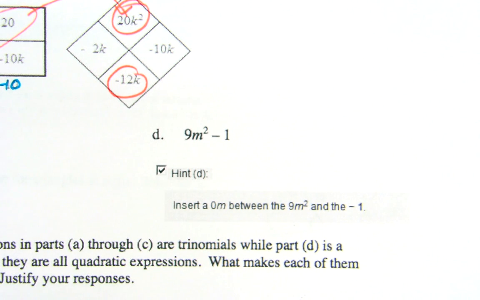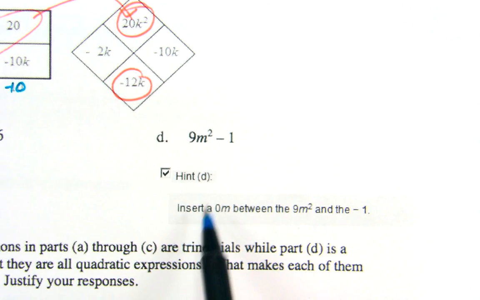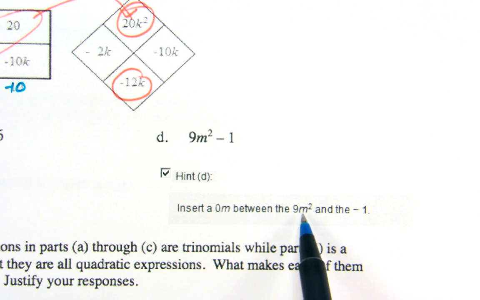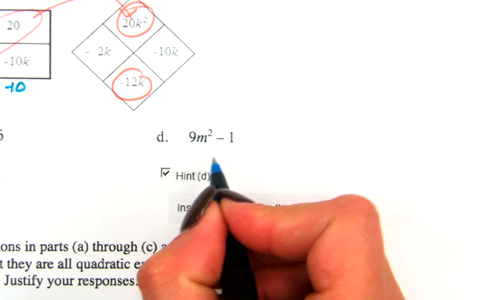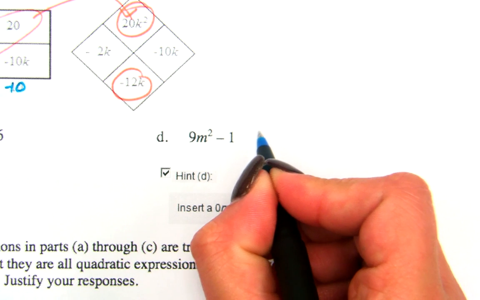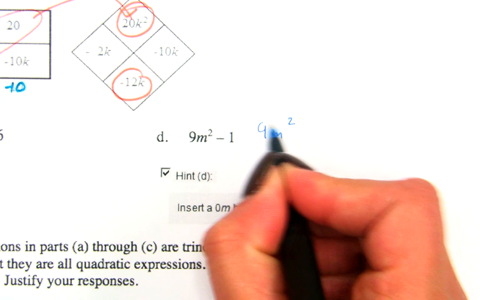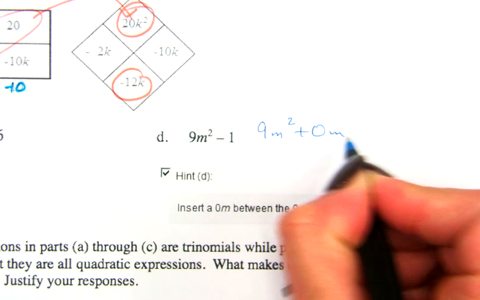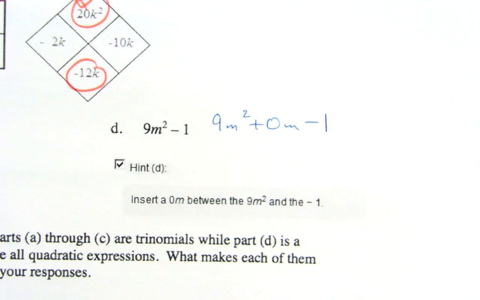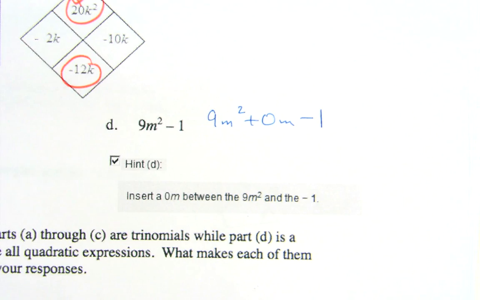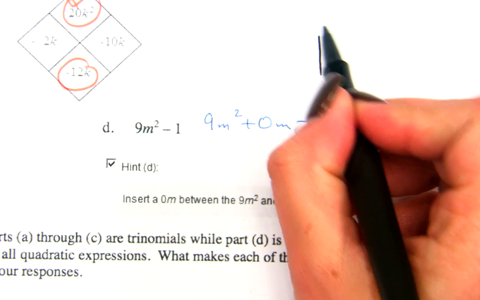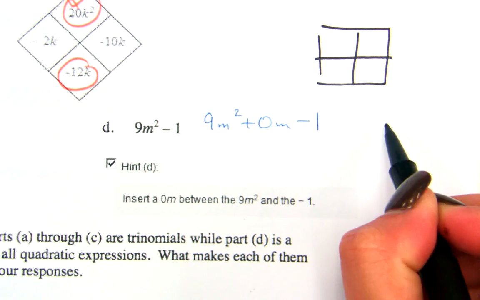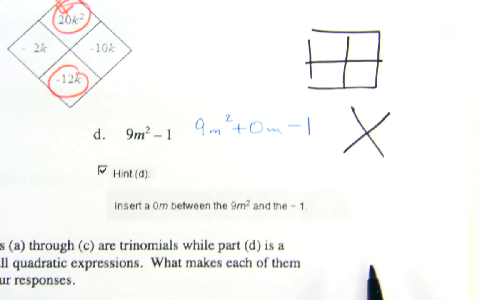And then the last one, I just want to quickly set this up for you on the diamond and on the area model, because I want to make sure you understand where what goes. It says, for a hint, insert 0 times m between the 9m squared and the negative 1. So it would look like 9m squared plus 0m minus 1. Now you can actually do your area model and your diamond if you need to.